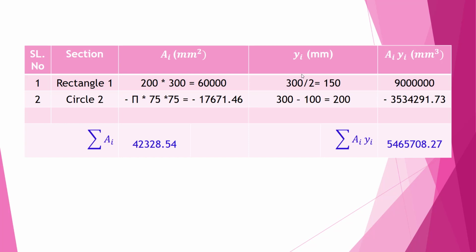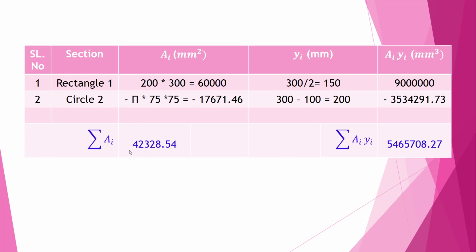So what is y2? Y2 is the distance of centroid of the circular section from the base. So that will be equal to 300 minus 100, which is equal to 200 mm. And ai yi will be minus 17671.46 into 200, which is equal to minus 3534291.73.